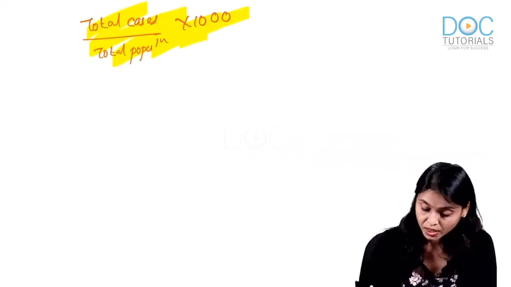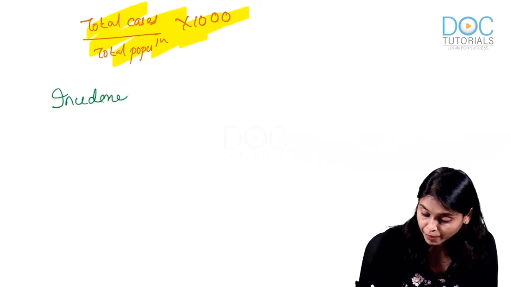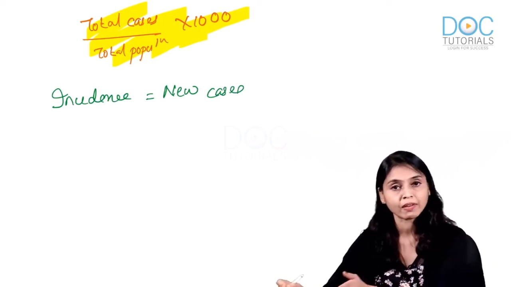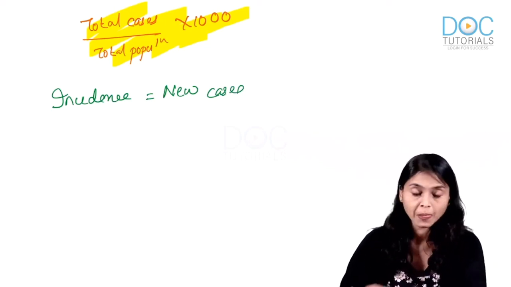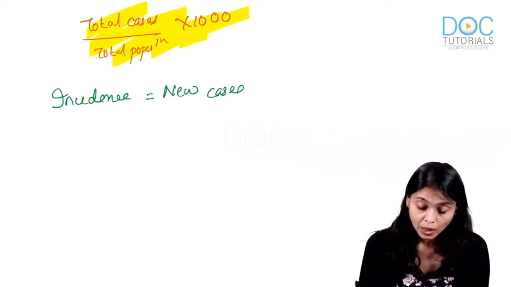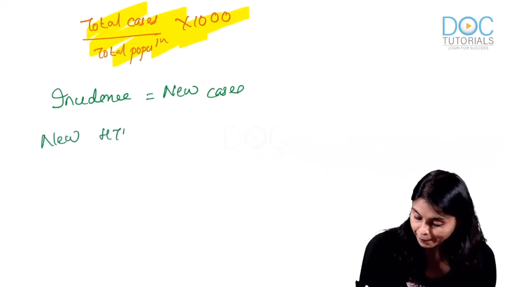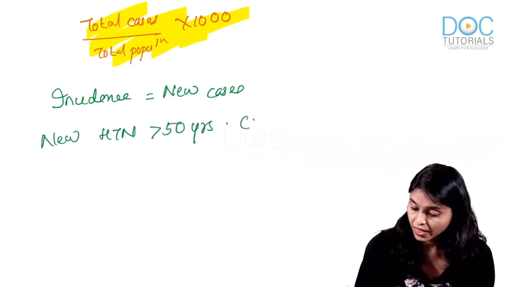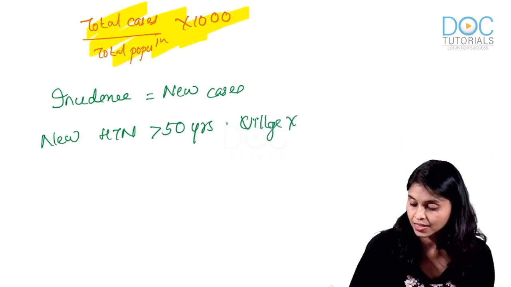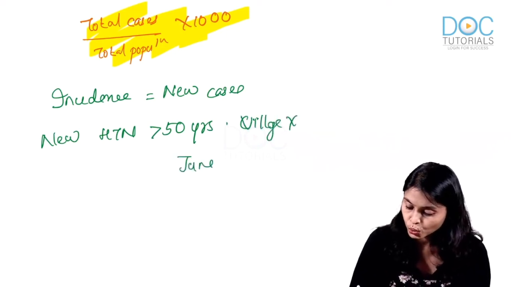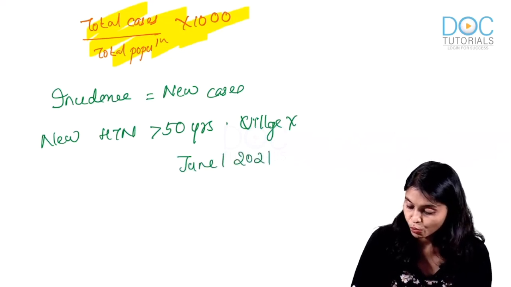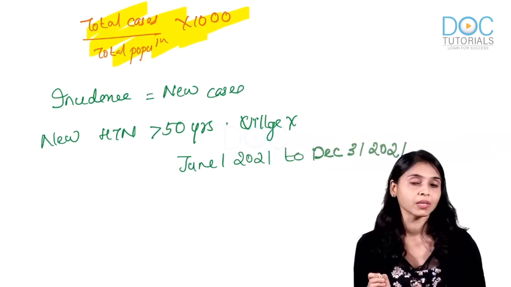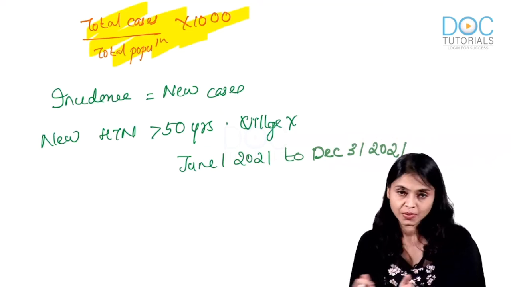Okay, next let's see what is incidence. Incidence is the number of new cases developing over a period of time. Now let's see how to find it out. Let's take the same example. I want to find out the number of new cases of hypertension in the age group more than 50 years in, say, village X developing between June 1st, 2021 to, say, December 31st, 2021. I want to know the number of new cases which are developing over this period.